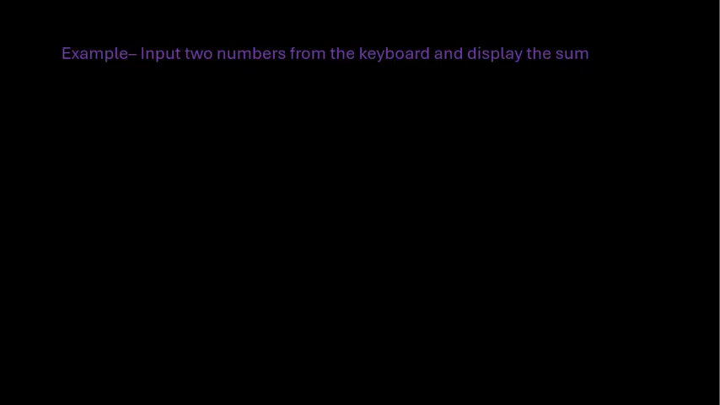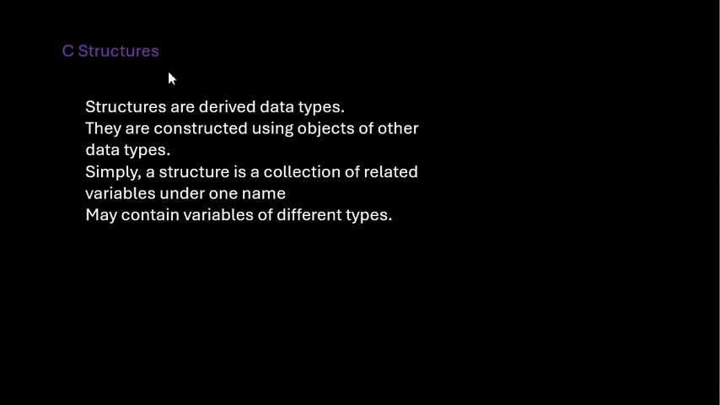Okay, now I hope you have a clear idea about how to use printf, how to declare variables, how to use scanf. Then I'm going to the next part, that is C structures. Structures are derived data types. They are constructed using objects or other data types. Simply, a structure is a collection of related variables under one name. Structures may contain variables of different types.